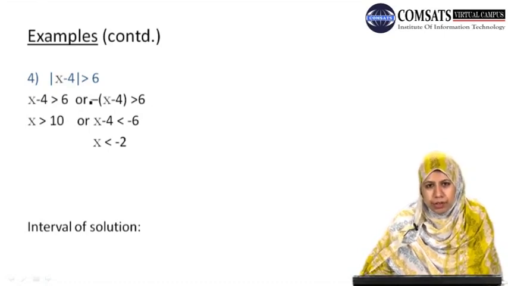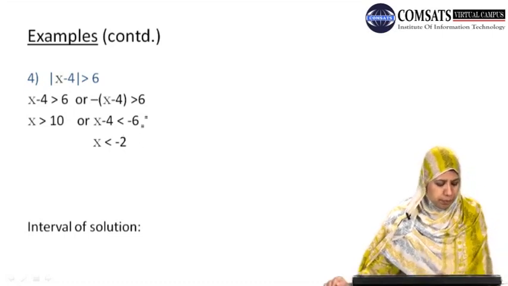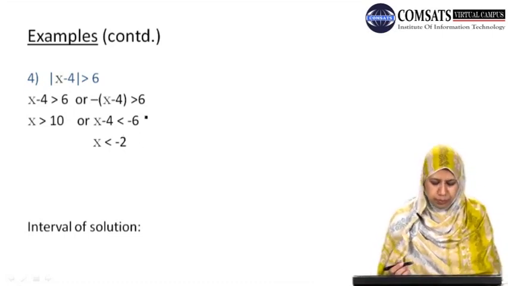Now for the second one, we have to do a little bit more work, that is we multiply by -1, which reverses the sign of the inequality, that is x minus 4 is less than -6. And now solving this, we obtain x is less than -2.